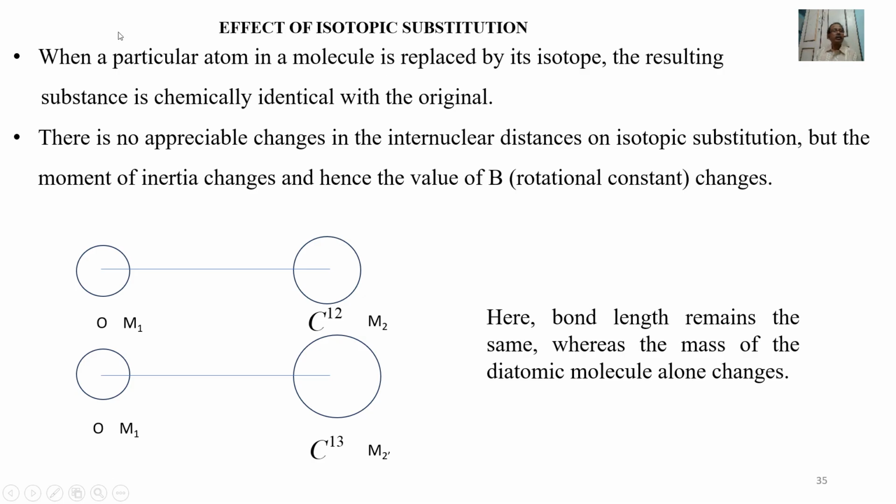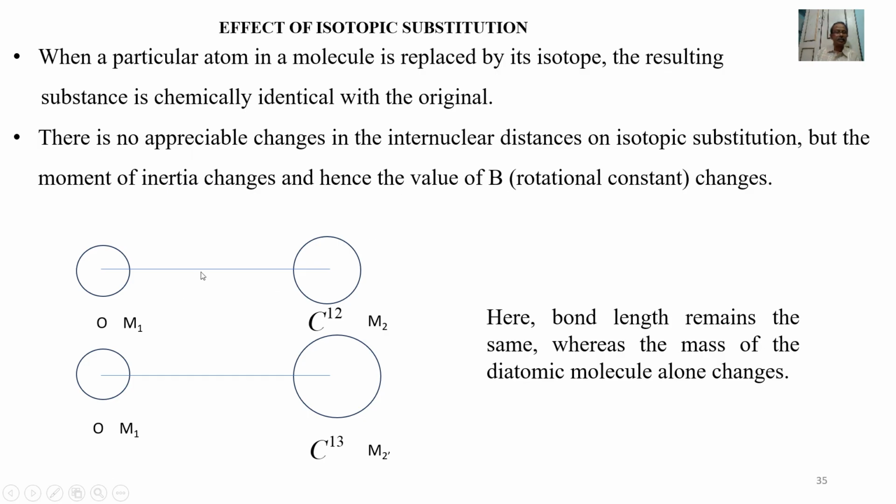When a particular atom in a molecule is replaced by its isotope, the resulting substance is chemically identical with the original. There is no appreciable change in the internuclear distance, so the bond length will never change on isotopic substitution. But the moment of inertia changes as mass changes, and hence the value B, the rotational constant, also will change.